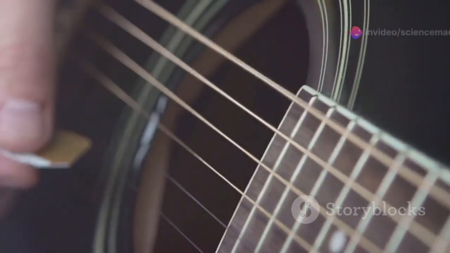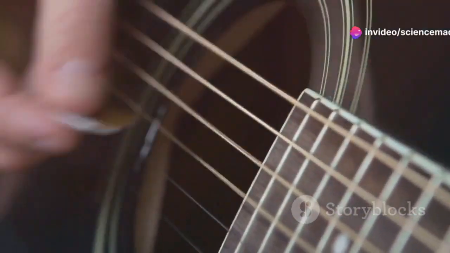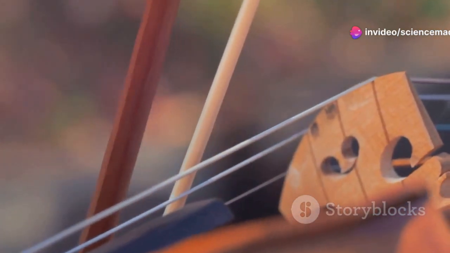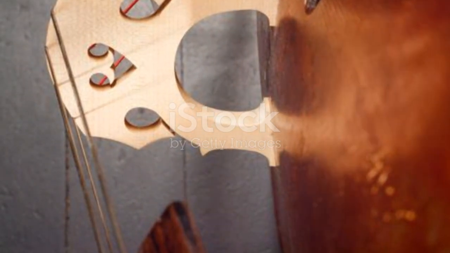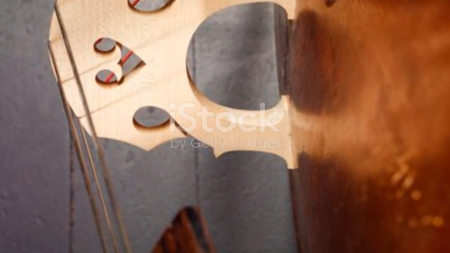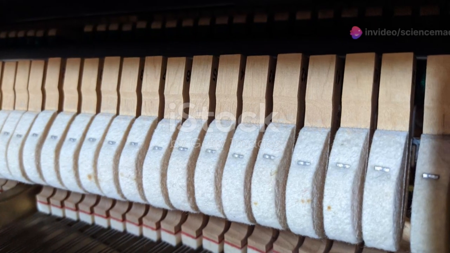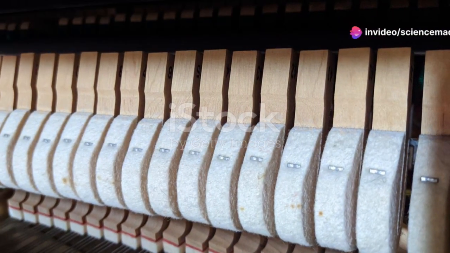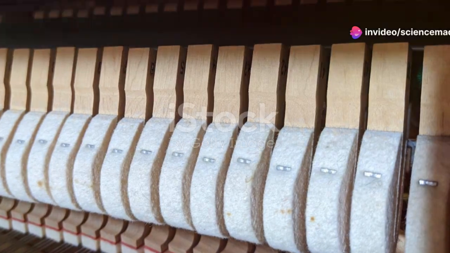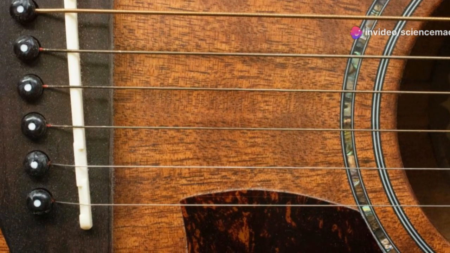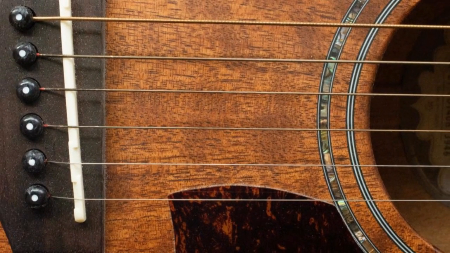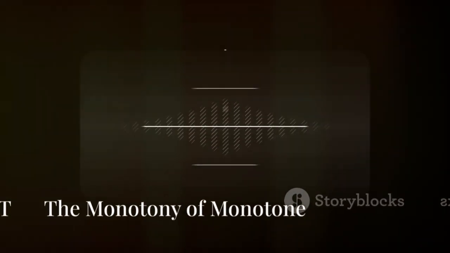Finally, we have string instruments like guitars and violins. These instruments create sound when their strings vibrate. The thickness, length, and tension of the string all play a role in determining the pitch. Thicker, longer, or looser strings vibrate more slowly, making a lower pitch. Thinner, shorter, or tighter strings vibrate faster, resulting in a higher pitch.